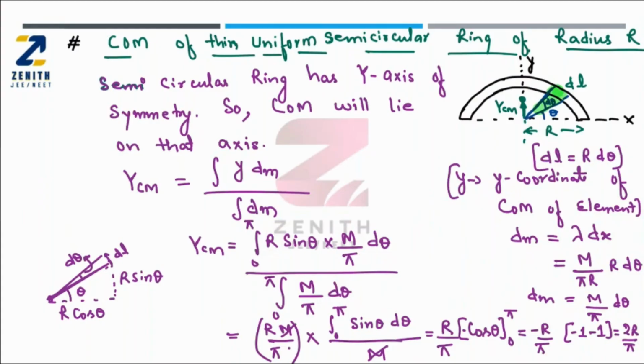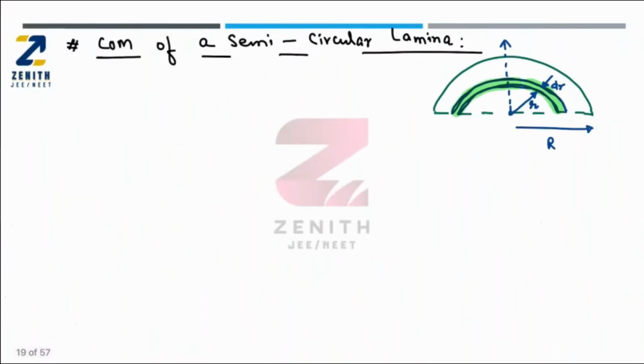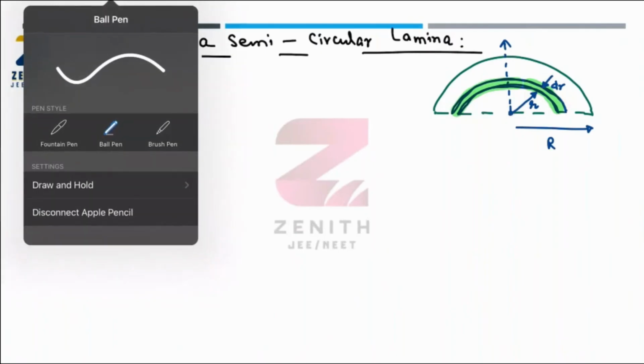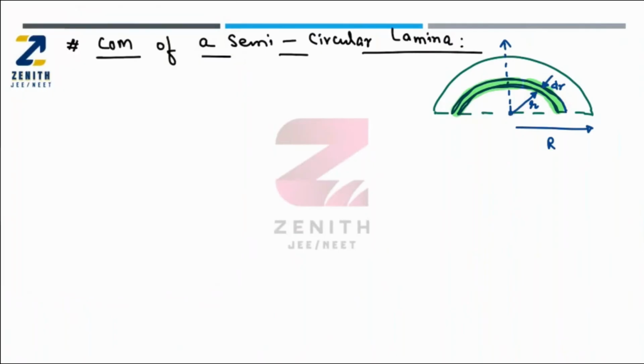Fine. Now if I want to calculate the center of mass of a semicircular lamina, it's not a ring, we can say that it will be a form of plate. How to calculate this value? So again, we will take a small element. I have taken a small element at a radius of r, whose thickness is dr. So if I want to calculate the center of mass of this semicircular lamina, again you can write YCM is nothing but integration of y dm divided by integration of dm. Because this is symmetrical about the y-axis, the center of mass will always lie on this axis only.